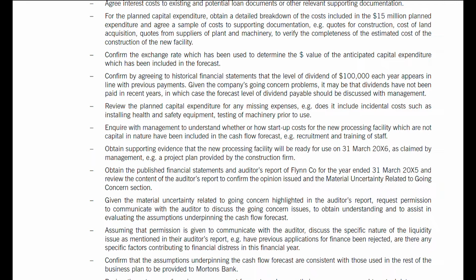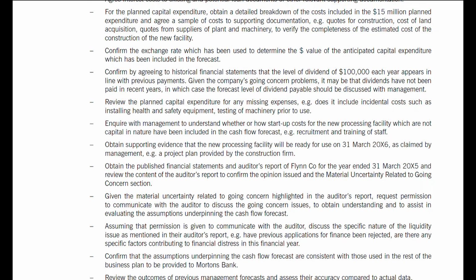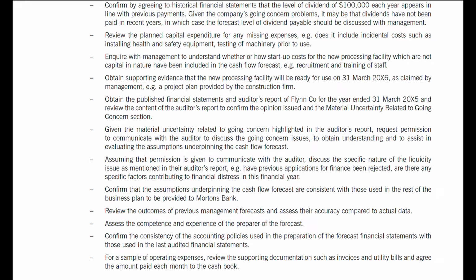Review the planned capital expenditure for any missing expenses. For example, does it include incidental costs such as installing health and safety equipment, testing of machinery prior to use? Inquire with management to understand whether or how startup costs for the new processing facilities, which are not capital in nature, have been included in the cash flow forecast, for example, recruitment and training of staff.